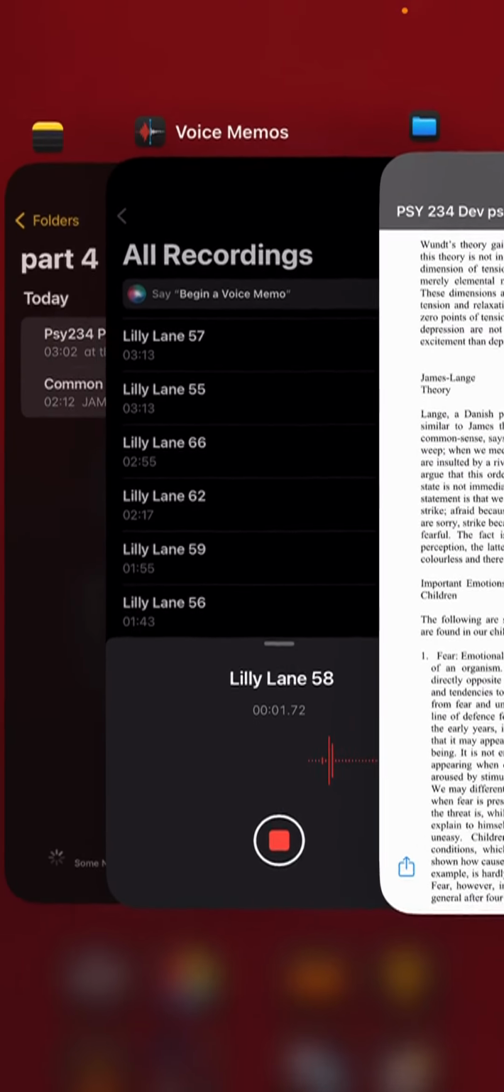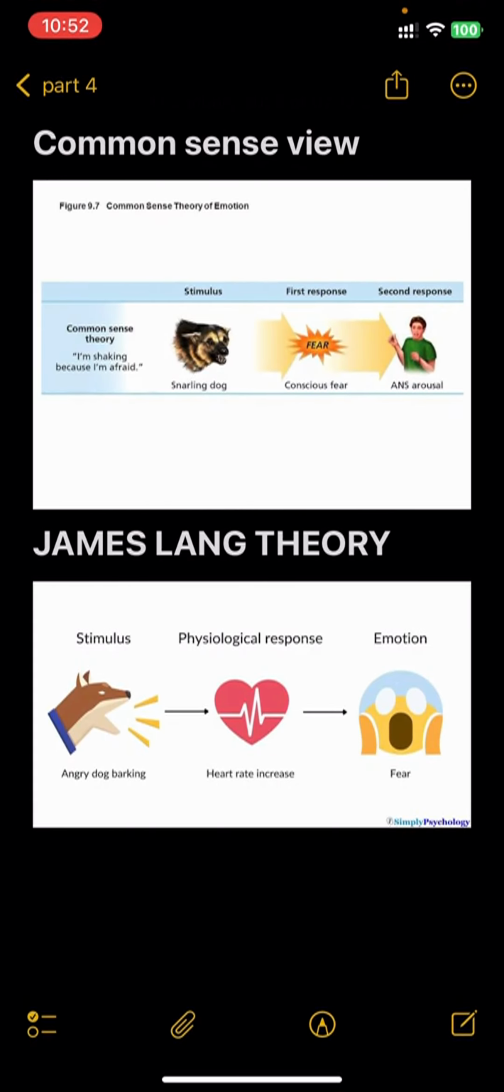Let me see if I can show you a graphic, of course. Now, if you look at it, the dog is barking, and that is a stimulus. Now, your first response is fear, then your arousal or physiological response, or physiological change, or I don't know, you run. Now, the common sense view is the stimulus, then you get the emotion, and then your heart rate begins to pump and your hands begin to sweat. So that's a physiological change.